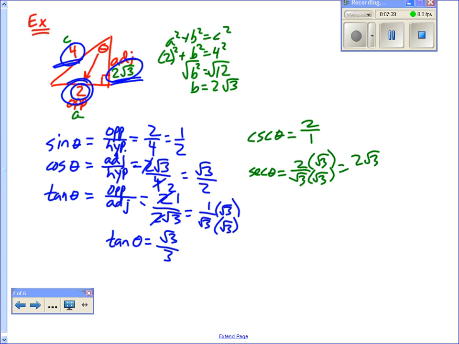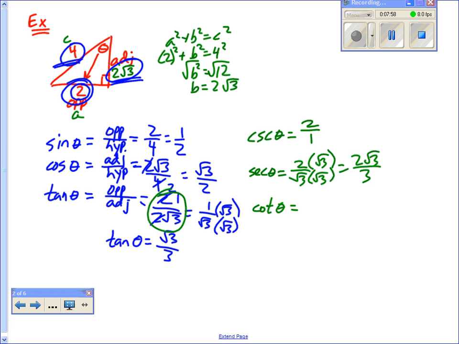2 root 3 over 3. Okay? 2 root 3. There we go. Okay. Cotangent. Again, we're flipping that over. And you know, if you want, you could take it from right here, and it'd actually make things easier.